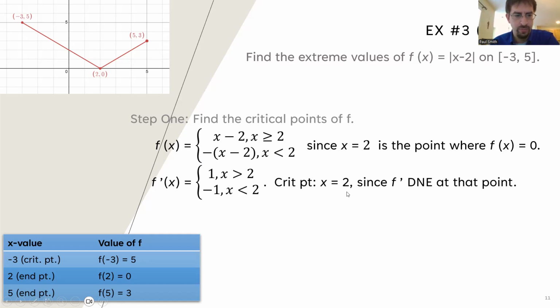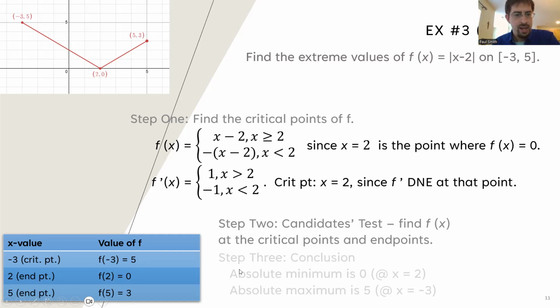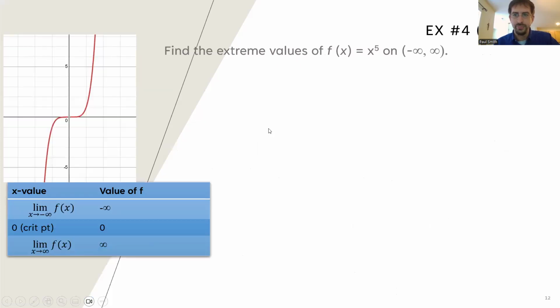x is equal to 2. In addition, we have the endpoints -3 and 5. So I plug all those in, do my candidates test, and I find my absolute minimum is 0 at x is equal to 2, and our maximum is 5 at x is equal to -3. And we can see that from our graph. So don't forget about situations where the derivative might not exist, such as corners, vertical tangents, cusps, all those sorts of situations. We need to make sure that we test all those.